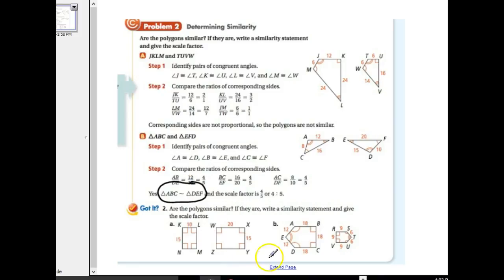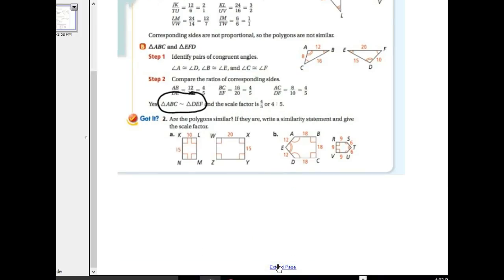Let's look at the Got It part of this. It says, are the polygons similar? If they are, write the similarity statement and give the scale factor. So when we look at this, notice that they both have all 4 right angles. So since all the angles are the same, they have to be similar to each other. We know that both of these technically are rectangles, but we compare the small side of the rectangle to the small side of the other rectangle, as well as the longer side to the longer side of the other rectangle.